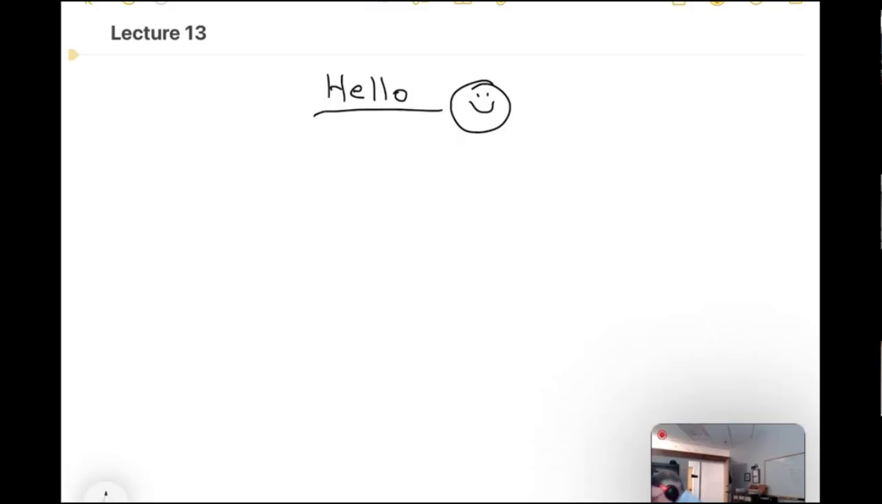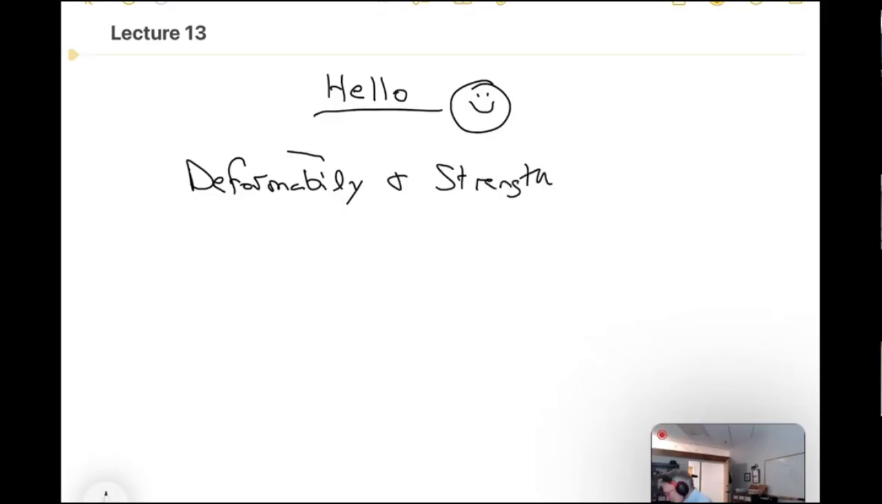Let's talk about some of these things. If you remember, we talked about there's two classes of properties, deformability and strength. So let's talk about this one first. This is a little simpler. You squeeze it and it bulges and it moves. You have to apply forces to make it squeeze, make it deform. How do we measure that?